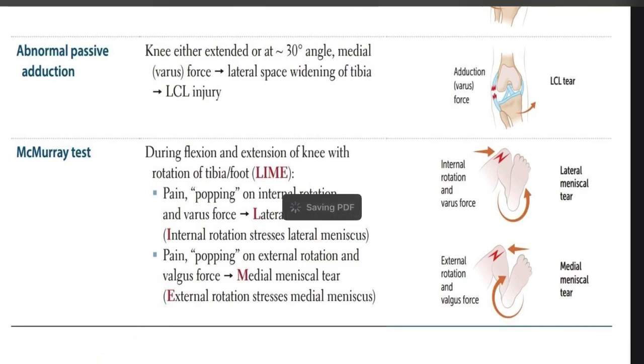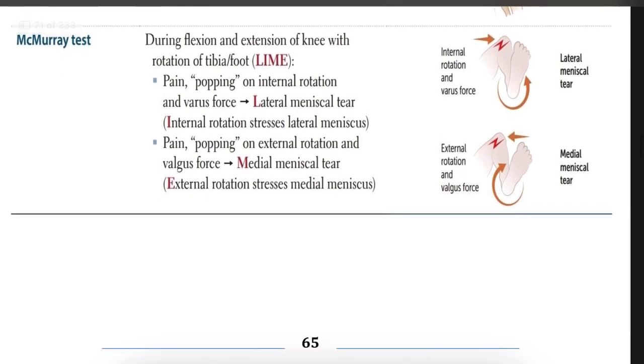Okay. Next one, McMurray test. It is a very important test. Why? We can detect a meniscus tear, medial and lateral. In the procedure, we tell the patient to lie in supine position, and the examiner places one hand on the knee joint line to palpate for a click, holds the foot and ankle with the other hand, and flexes the knee and hip.